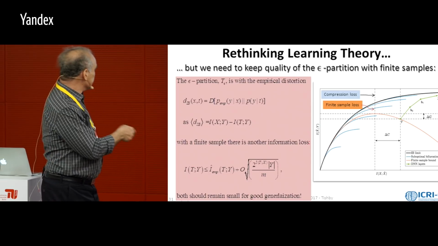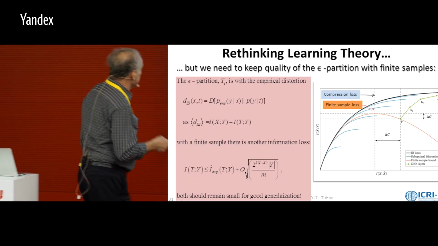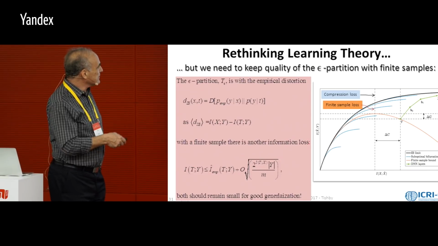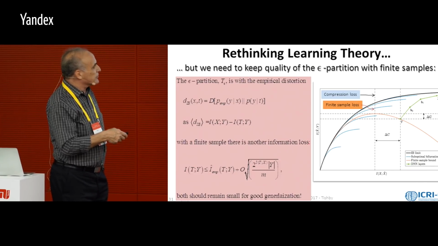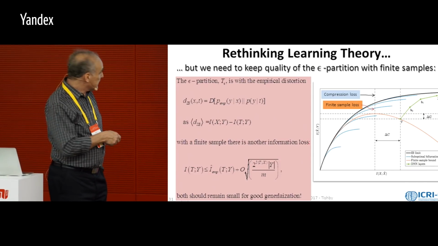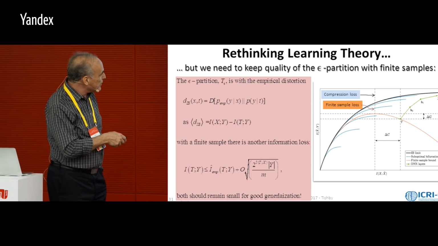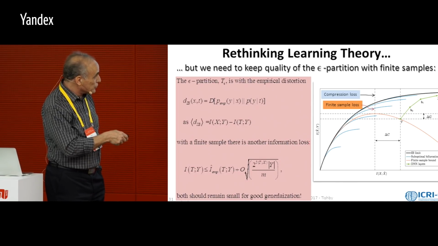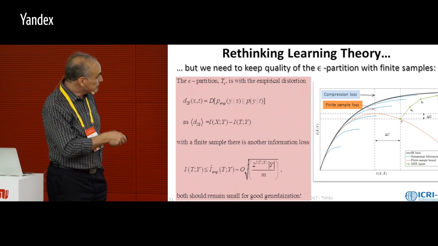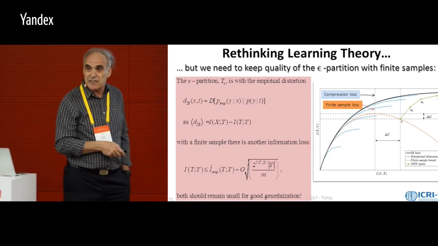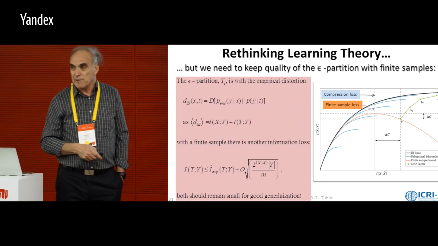This is something we derived a long time ago with Ohad Shamir and Sivan Sabato in 2008, and it is actually a very standard uniform convergence bound. The difference scales like the square root of the number of partitions, which is 2 to the I, as I just showed you, divided by the number of examples, multiplied by the cardinality of Y, which is 2. I don't care about this.